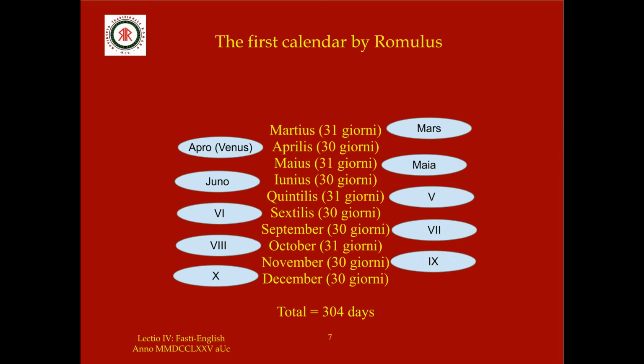The following months were counted simply like Quintilis, the month number 5, Sextilis, the month number 6, September, the month number 7, and so on till December, the month number 10.